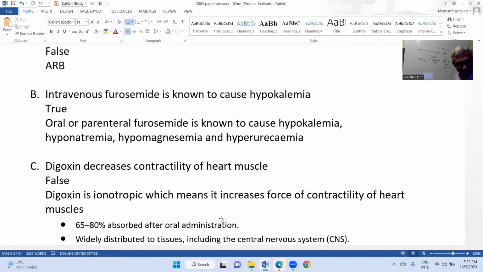Hyponatremia is loss of sodium. Hypomagnesemia is loss of magnesium. Hyperuricemia means uric acid accumulated. If a patient takes furosemide for a long time, they will develop gout arthritis because of hyperuricemia.